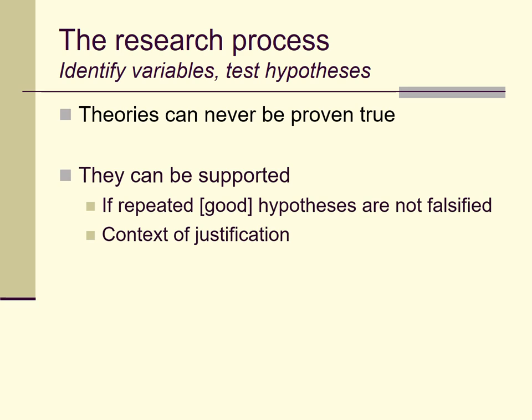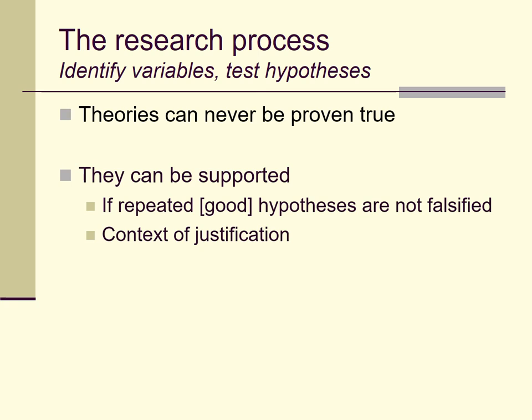If we repeatedly test good hypotheses based on those theories, and repeatedly those hypotheses are not disproven, or not falsified, so if we have a theory that yields many testable predictions, many testable hypotheses, and each of these testable hypotheses survives falsification, then over time we grow confident in the theory. The theory seems credible to us. And technically it's never proven true, but it becomes our favored or preferred theory as compared to other theories which might yield predictions, hypotheses, which are falsified. This is called by philosophers of science the context of justification.